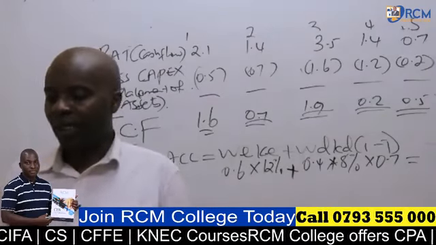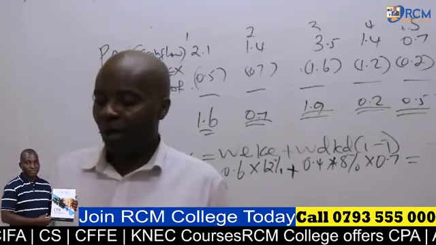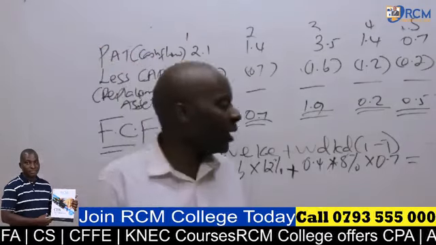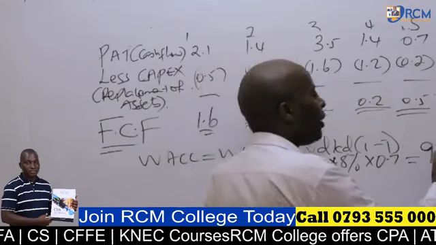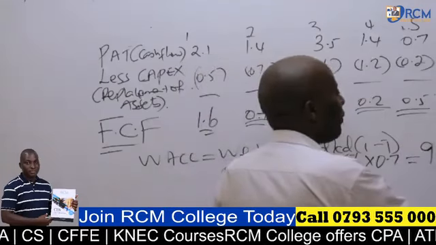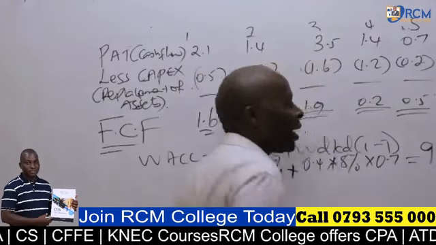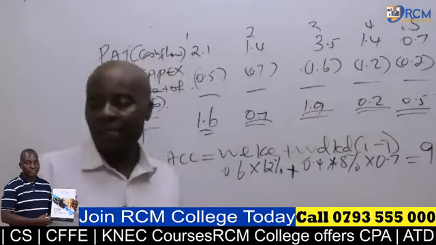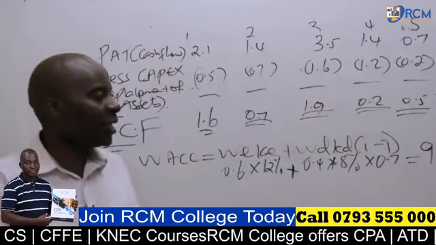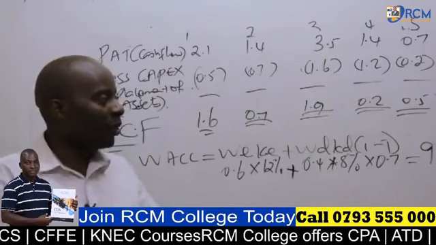So Bernard tells me 9.44. 9.44 is very correct. If I'm the one doing this, I'll come and say 9%. We shall make use of 9% as our discounting rate.